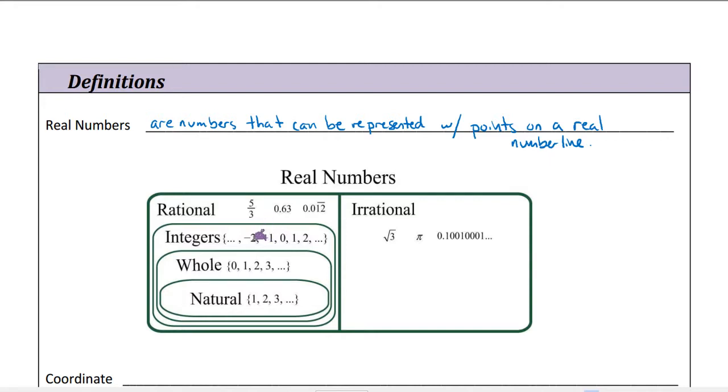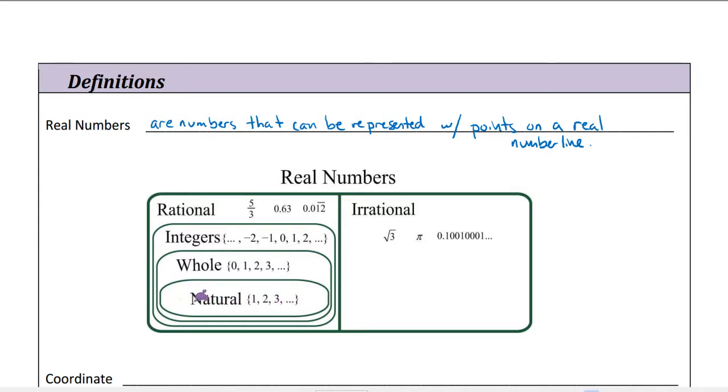Okay, so the set of integers looks like this, right? 0, 1, 2, and so on, and then also the negative integers, -1, -2, -3, and so on. And from those, the smaller collection would be the whole numbers, and that's just going to be 0, 1, 2, 3, and so on. And then if you take out 0 from this, this is what we call the natural numbers, or your counting numbers.